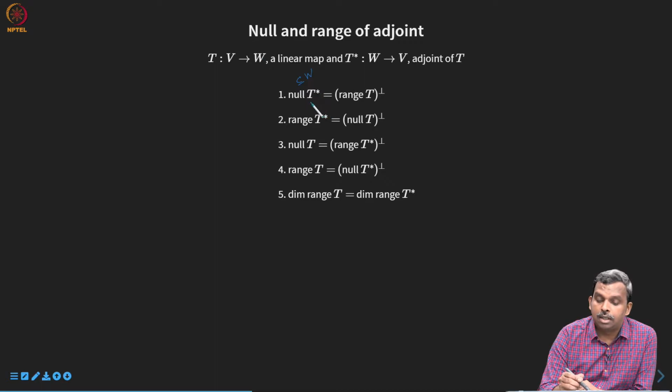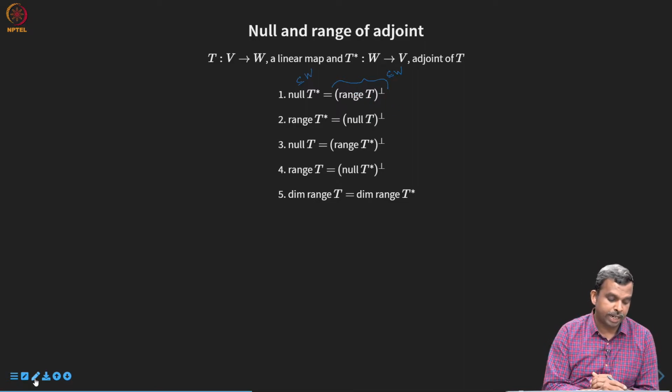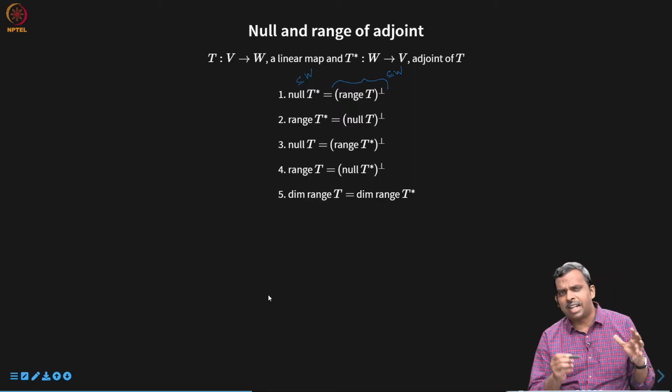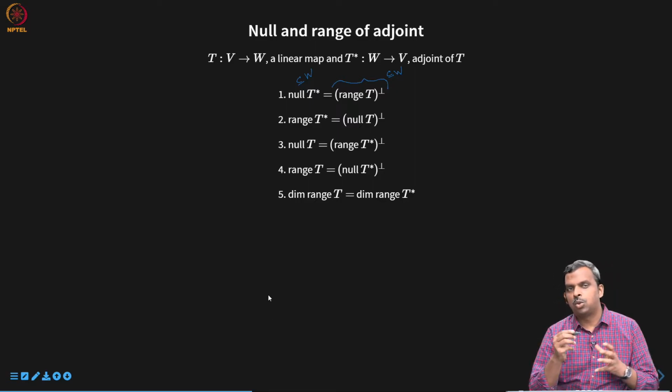So null T star, the null of the adjoint of T, which is a subspace of W, is equal, apparently, and we will prove this, to the orthogonal complement of range of T. So clearly this is also a subspace of W. It's quite believable that this might be true, and we will prove that this is exactly true. So the null of the adjoint is equal to the orthogonal complement of the range. The adjoint and the original operator are tied together in a very strong way through the inner product, so it's believable that these things happen.